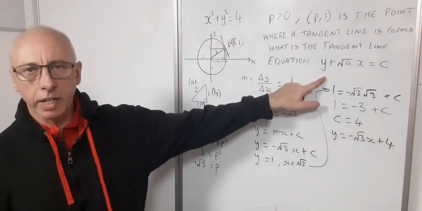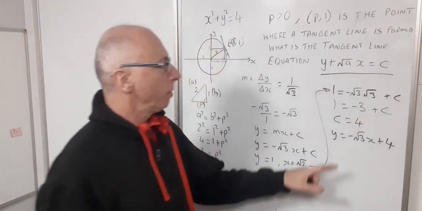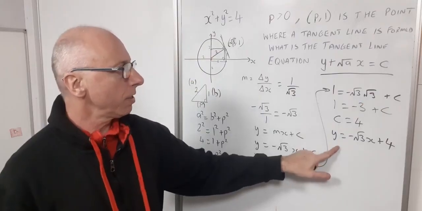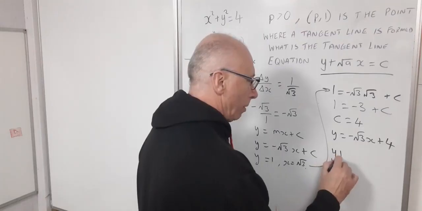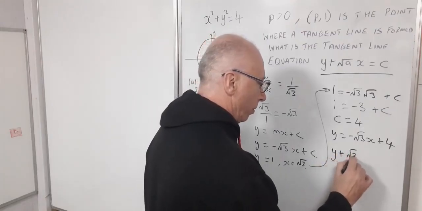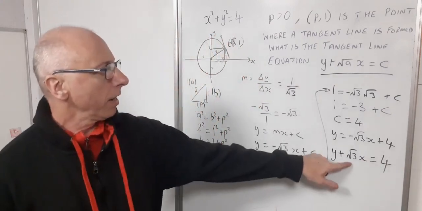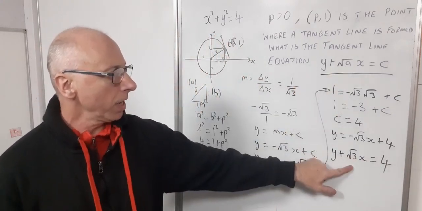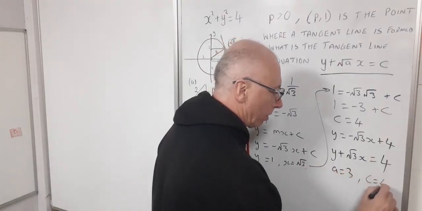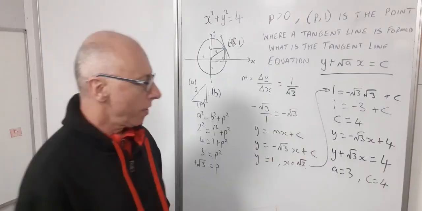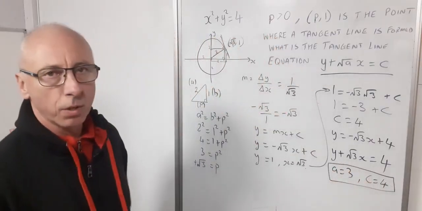Now we need to try and get it into this kind of format. So now we want to bring this across to this side and leave the c value on its own. So we need y plus root 3x equals 4. So then our a value is root 3 and our c value equals 4. And that completes our tangent line which touches this circle.